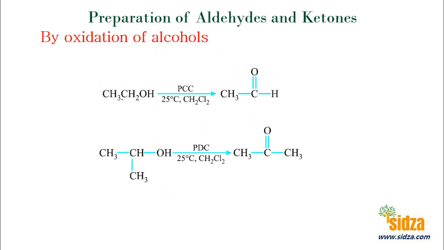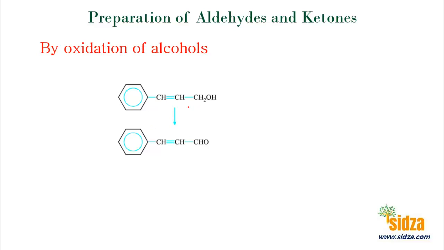Here's an example. This is ethanol. If you use PCC, pyridinium chlorochromate, this particular carbon gets converted into COH because this is a 1 degree alcohol. So from CH3CH2OH you get CH3COH. Now this is our secondary alcohol. From this one you get acetone. Right? From secondary you get acetone here.